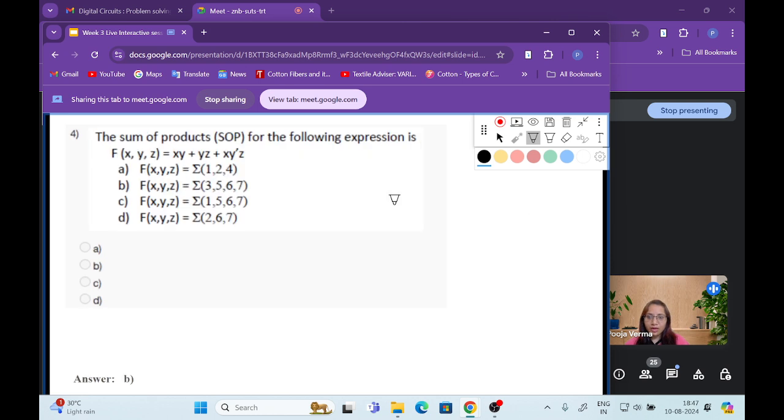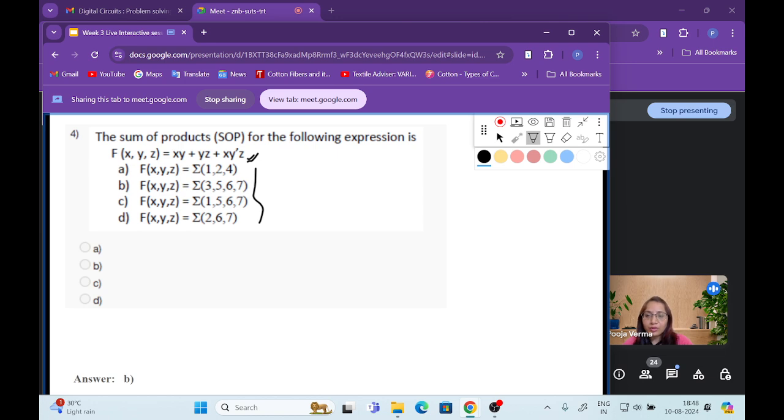So moving to the next question. The next question is given, the sum of product for the following expression is given. Now we need to write the corresponding min term. Okay, the expression is given. Now we need to write the corresponding min term.